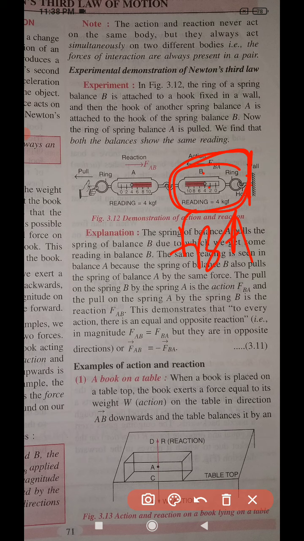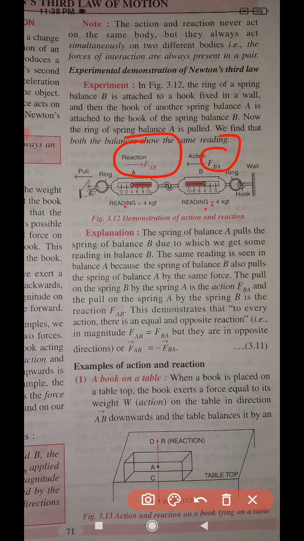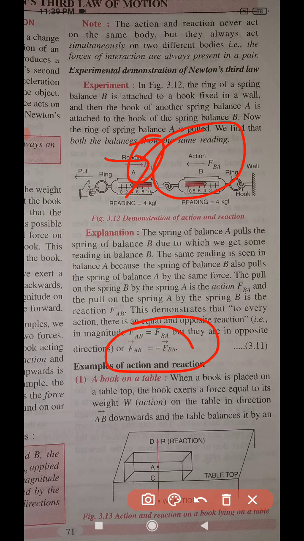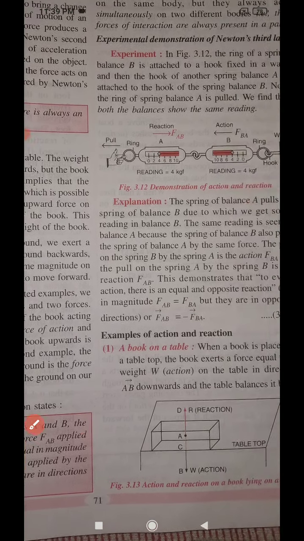Here it is attached to a fixed wall, and we are pulling it. That means the action is the force on B by A. You can check by yourself. This is the action. The reaction is that this spring also pulls the other one, first we considered this spring pulling this side, now this spring also pulls this side. That is F AB, in this direction. Both are equal and opposite, that's why F AB is equal to minus F BA.